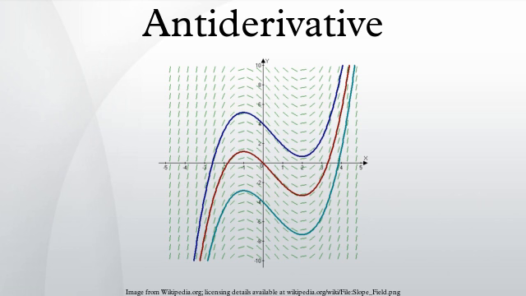Assuming that the domains of the functions are open intervals, a necessary, but not sufficient, condition for a function f to have an antiderivative is that f have the intermediate value property. That is, if [a, b] is a subinterval of the domain of f and c is any real number between f(a) and f(b), then f(x) equals c for some x between a and b.